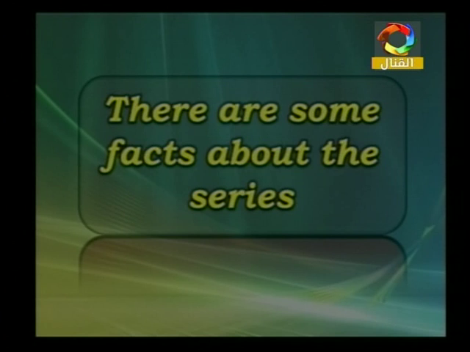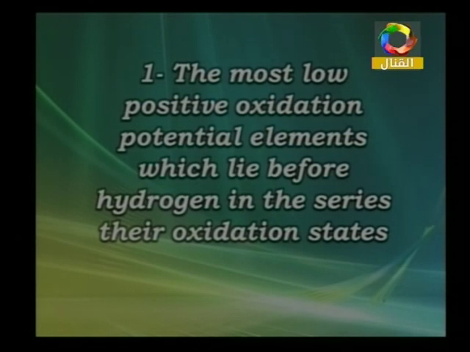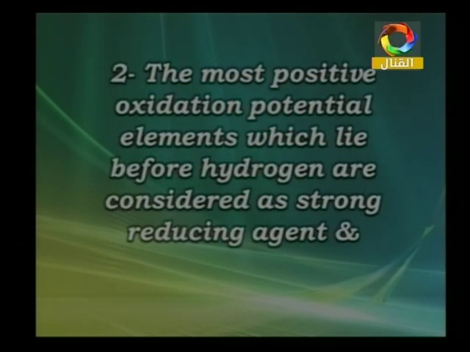After that, there are some facts about this series. So here we have the series. Number 1, the most low positive oxidation potential elements which lie before hydrogen are in the series of their oxidation states. Again, you have the most low positive oxidation potential elements, the most low. Low means decreasing, or the least one. Positive oxidation potential elements which lie before the hydrogen in the series, their oxidation states.